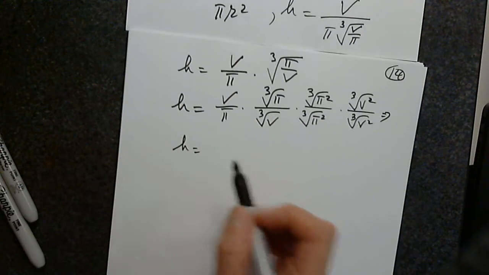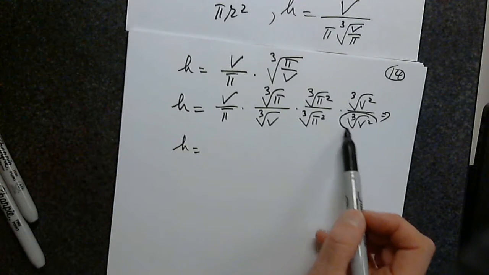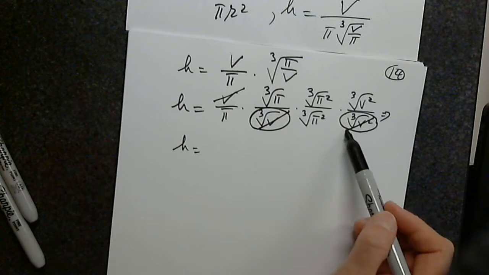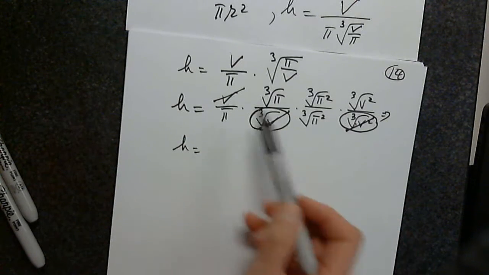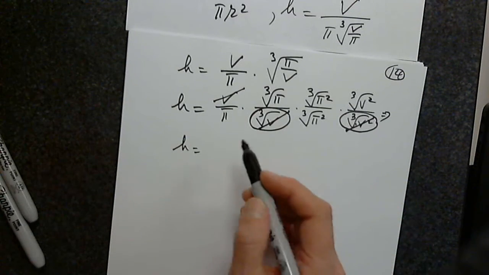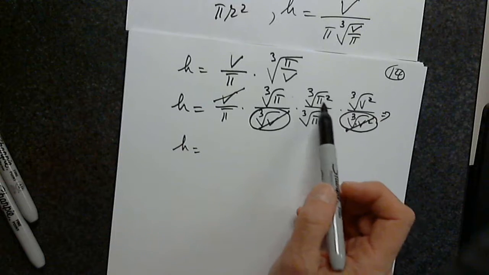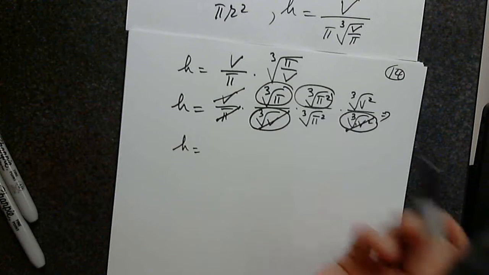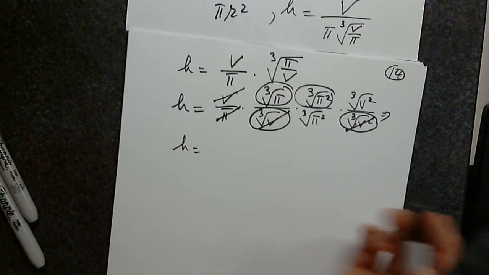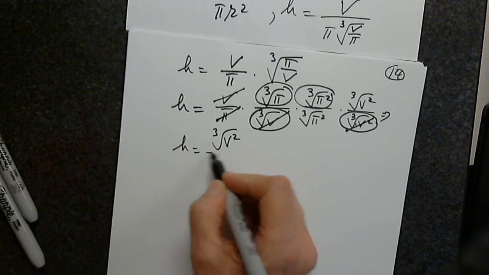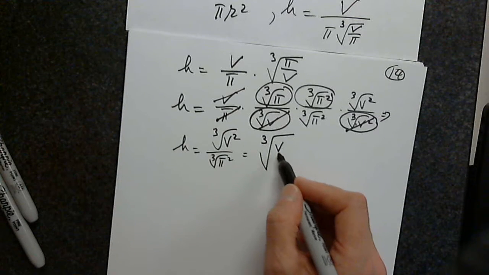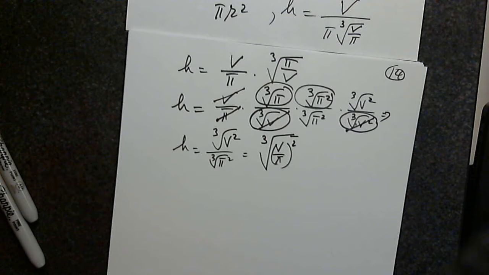It's not friendly at all. Okay, so this becomes V, which will go away with this one, because the cube root of V squared times the cube root of V is V, and that simplifies. So then the top has a cube root of V. Now, what happens here? This with this will go away with this. I didn't accomplish much other than the cube root of V squared over the cube root of pi squared, or the cube root of V over pi squared. That's as far as I can get it.